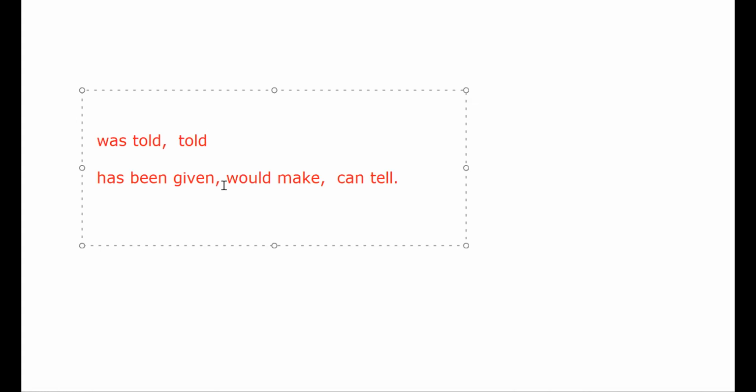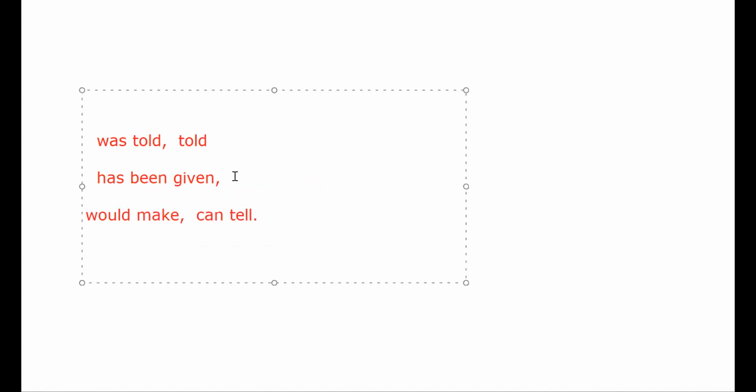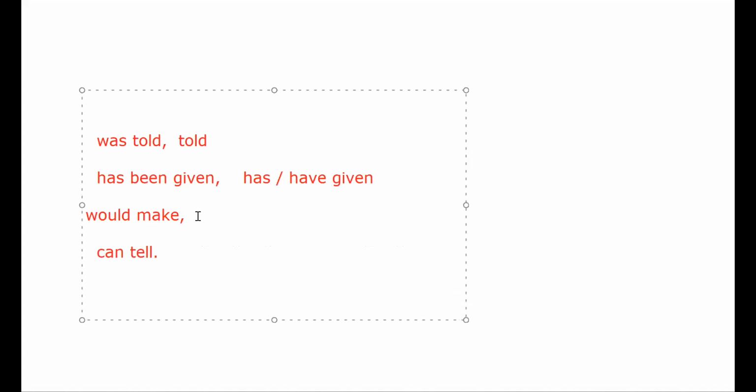Okay. What about has been given? Has been given. Has or have given. Okay. And what about would make? Is it active or passive? Would make. Would be made. Okay. What about can tell? Can be told.